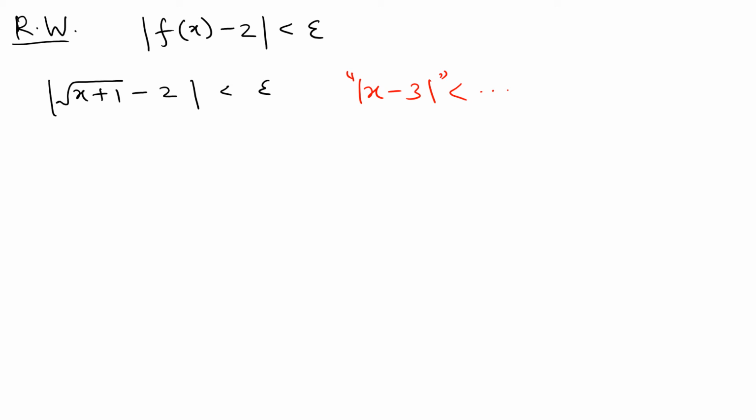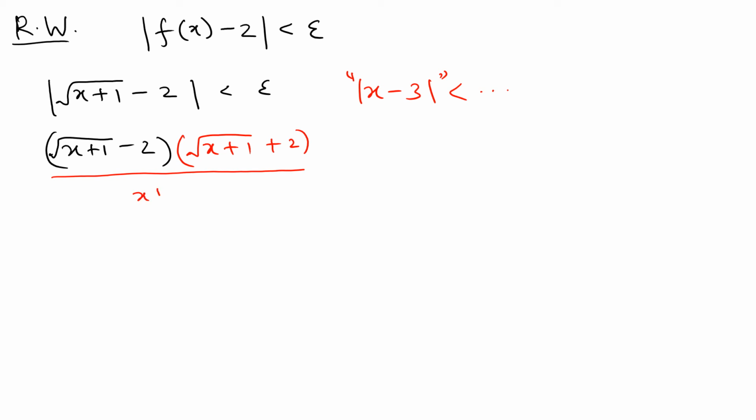To do that, we're going to multiply by the conjugate inside. So we have the square root of x plus 1 minus 2, times the conjugate, which is the square root of x plus 1 plus 2, divided by the square root of x plus 1 plus 2, the absolute value of that. This is less than epsilon.